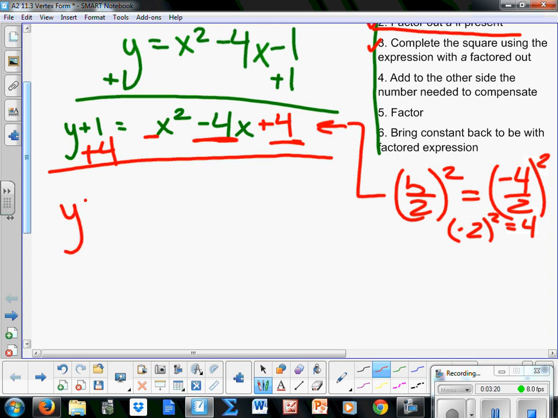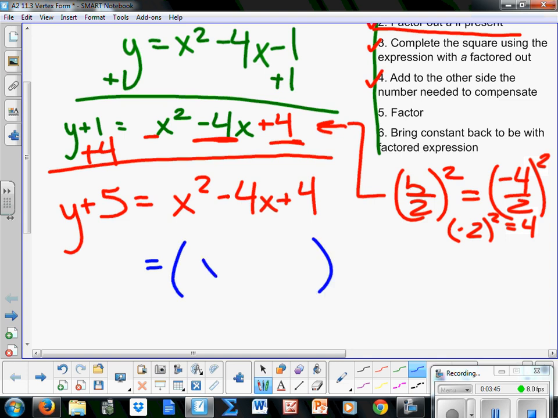So we end up with y plus 5 on this side, and then our x squared minus 4x plus 4. We've got our number 4 covered. Now for number 5, we need to factor. With completing the square, what we're going to factor on this right-hand side, because that's the side we're factoring, is what has our x squared term in it. We are going to end up with x plus something squared. That something here is always going to be b over 2, just as it is in completing the square.